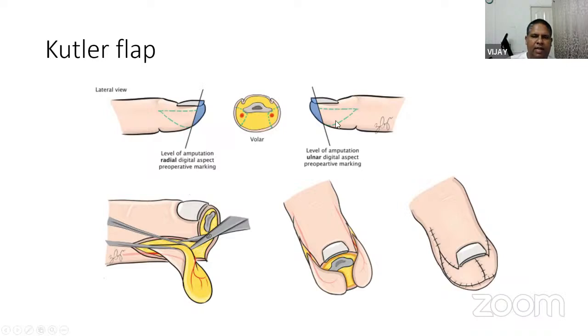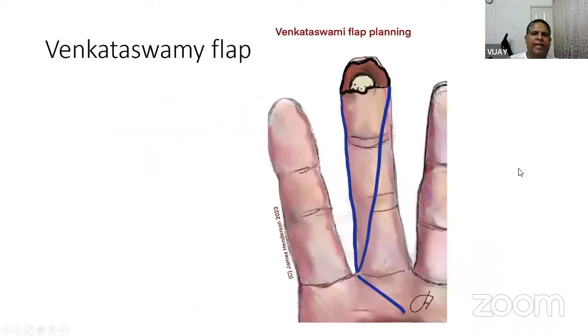Here you can see triangles are there. Okay, it is advanced and sutured in the midline. Fingertip flap is a neurovascular flap having a large V, even up to the proximal crease is taken. The digital nerve is usually included in the fingertip flap.